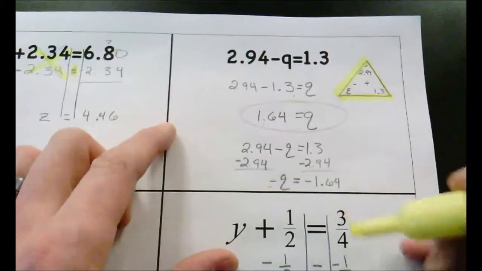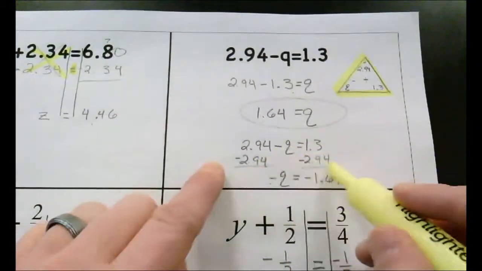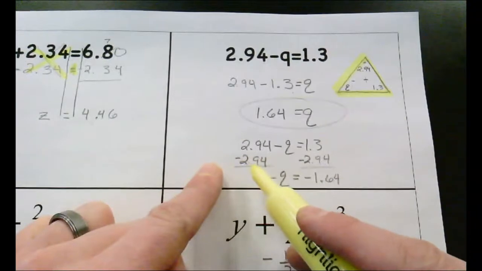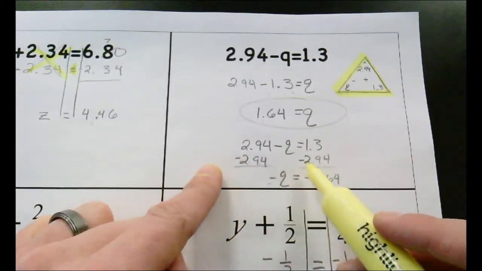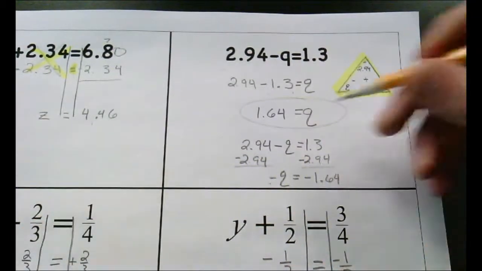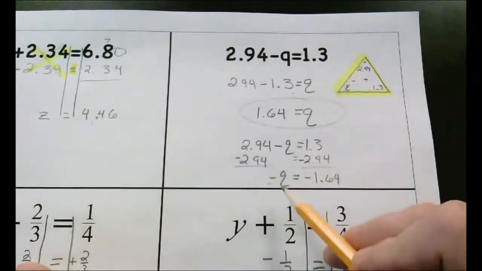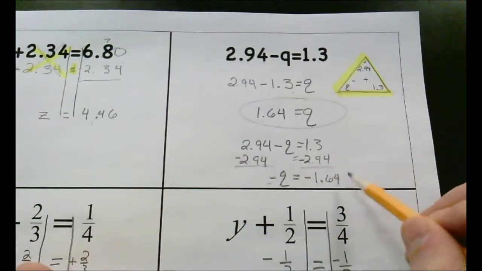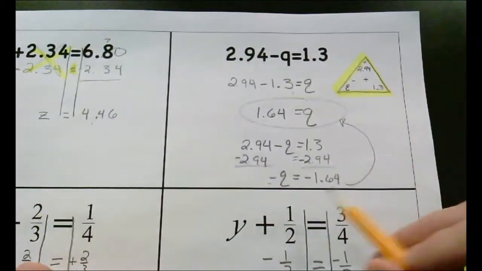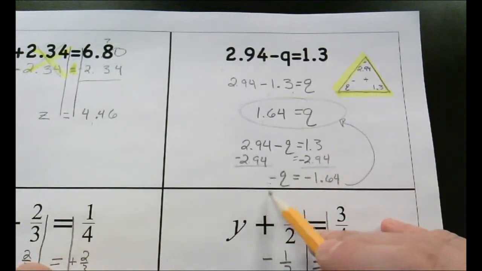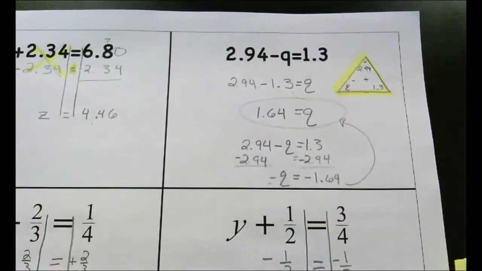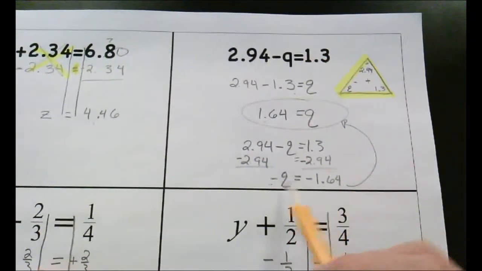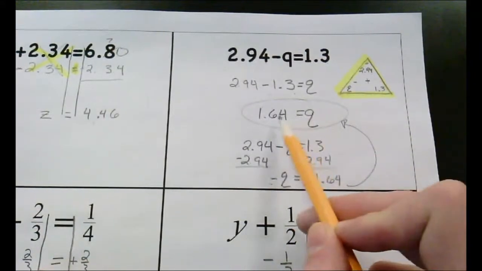If students did still try to maintain equality by rewriting this and then subtracting the 2.94 from both sides, again, they're still proving equality, but the issue is you're going to end up with a negative q that equals a negative number. Well, this is the same thing as long as they understand what they're doing. You'd have to multiply by -1, and this is a little more advanced than what they need to be at, because we're not working with negative numbers quite yet. But if they multiply by -1, then they would be getting q equals 1.64.